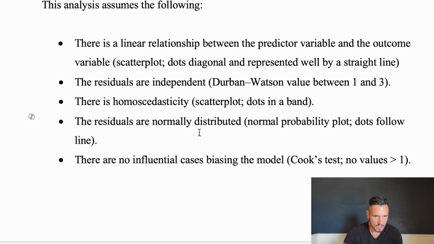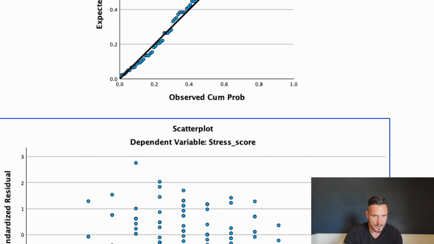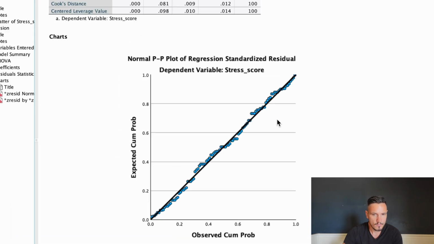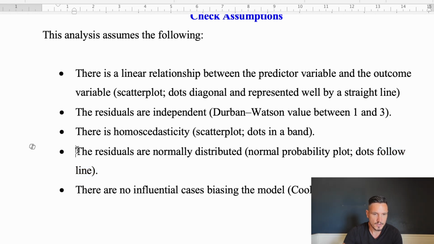And next we're going to take a look at the assumption that the residuals are normally distributed, and we're going to look at the normal probability plot, and we want to see that the dots follow the line. So we're looking at this plot here, and we can see that the dots very closely follow the line, suggesting that this assumption has been met.